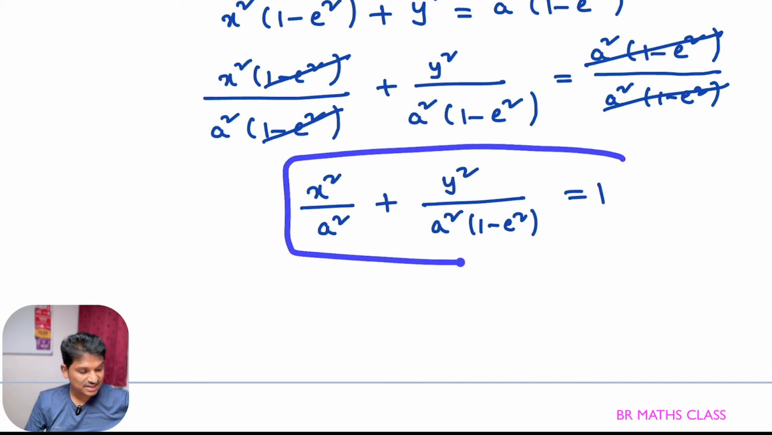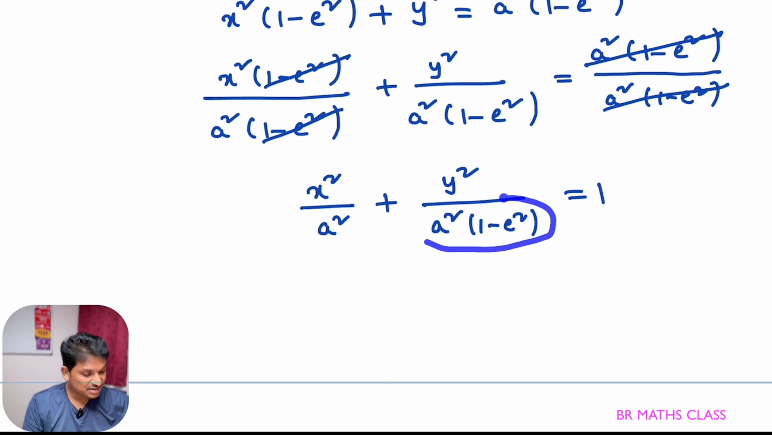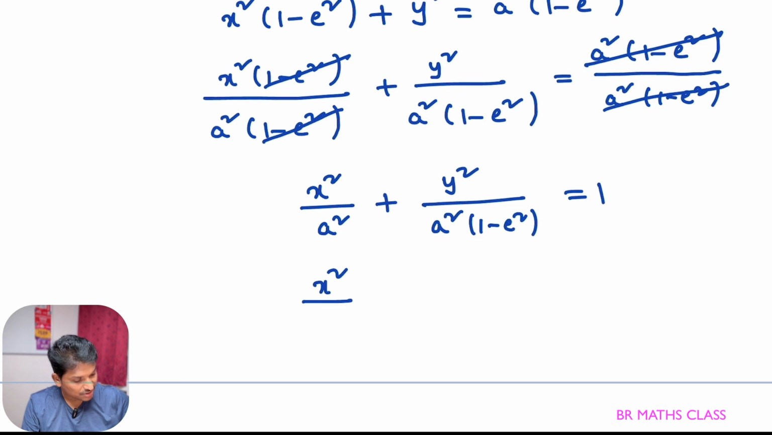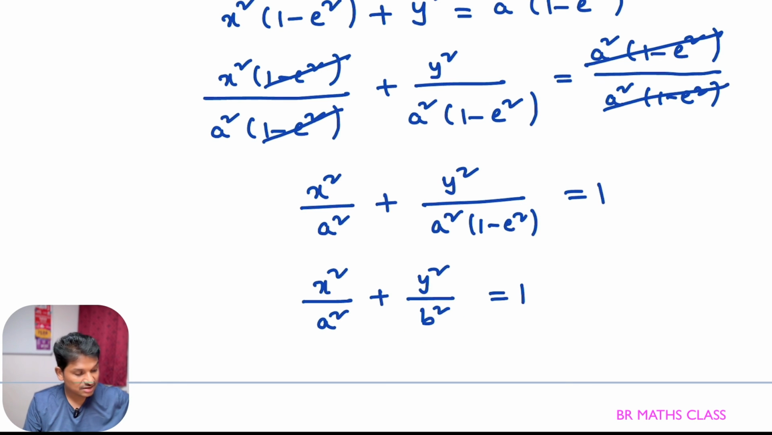Actually, this is the equation of the ellipse, right? But we always see x square by a square plus y square by b square equal to 1 as the equation of the ellipse. The actual point is we will consider this as b square. So what I'll write here: x square divided by a square plus y square divided by b square equal to 1. This is the equation of ellipse. Here what is b square? You need to write that b square is a square into 1 minus e square. So whatever you got here, this is the equation of ellipse.